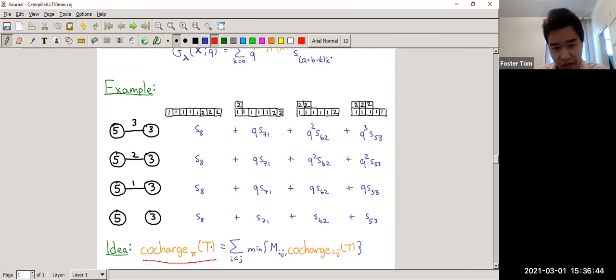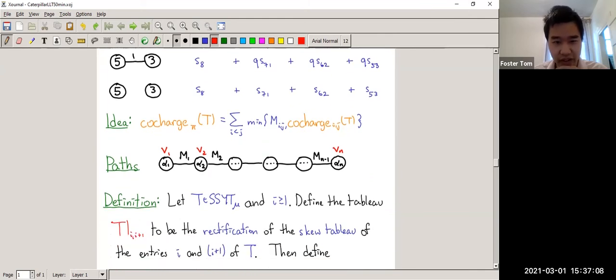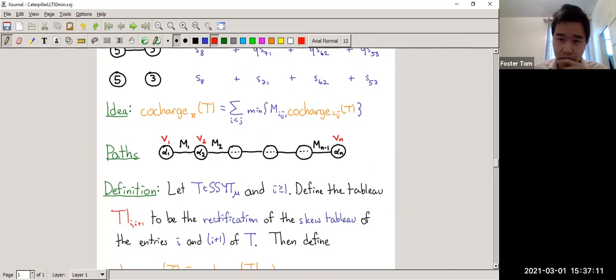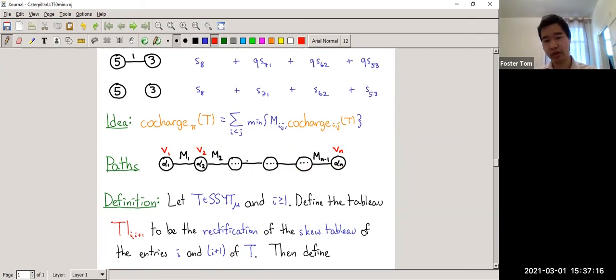The cocharge of a tableau, I need to look at the contributions of j's being above i's. And I need to take the minimum between that number and the weight of the corresponding edge here. So in the case of paths, this turned out to be exactly the right thing to do. And it's a rather elegant story. So in a case of paths like this, I kind of want to think about the contribution to cocharge arising from twos being above ones, from threes being above twos, and so on.